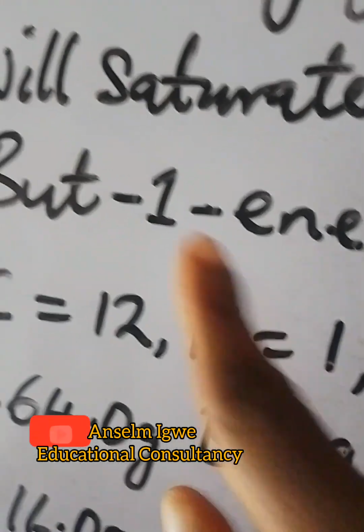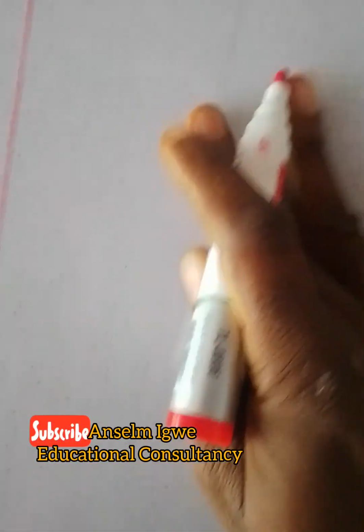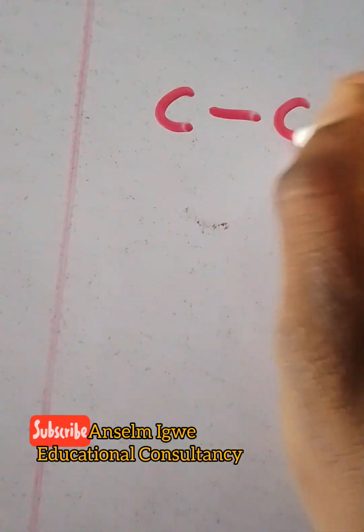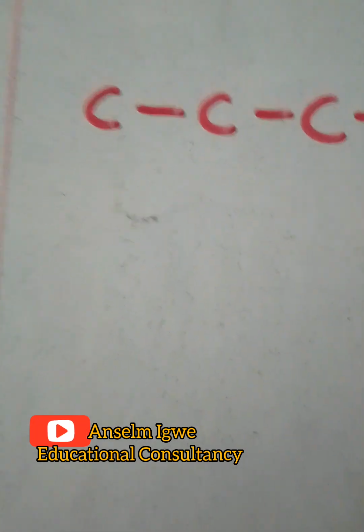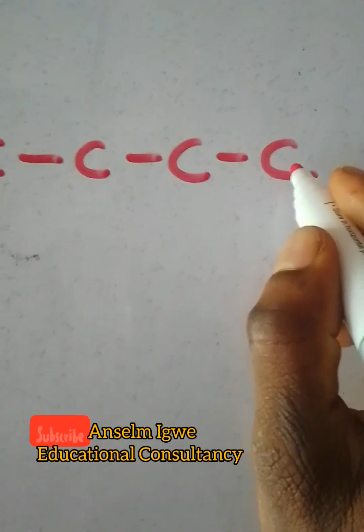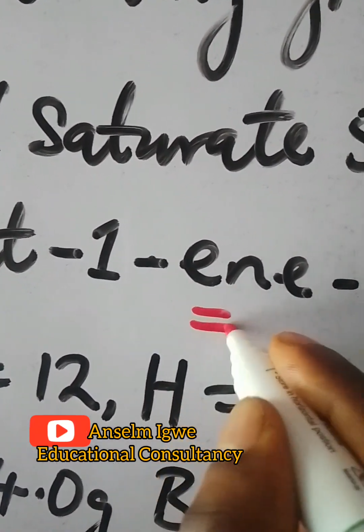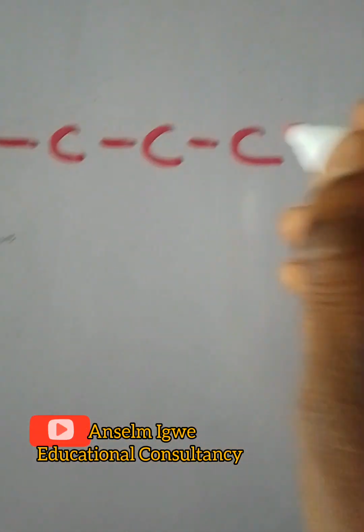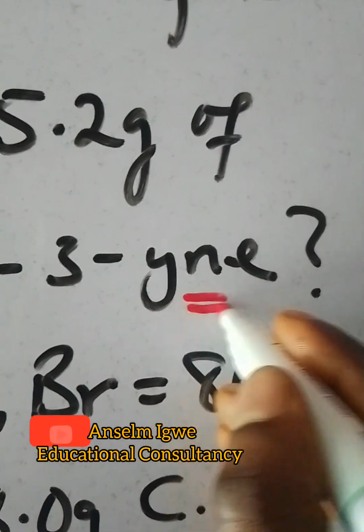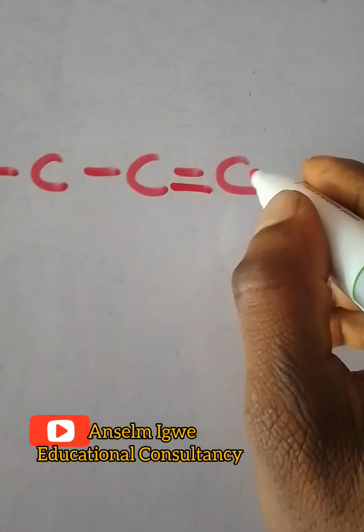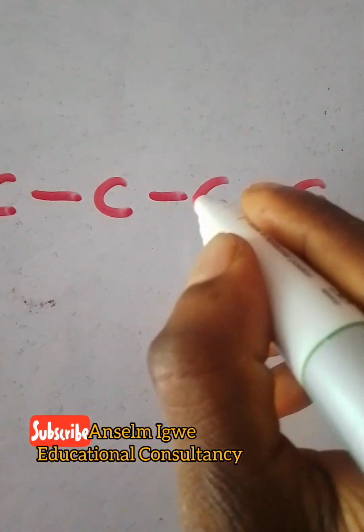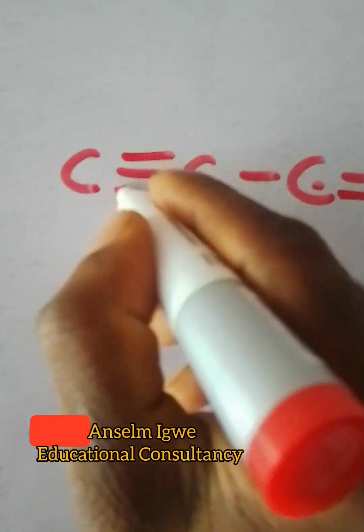So let's write But-1-en-3-yne. But here specifies butane, so we write 4 carbon atoms. Let's take this as number 1 carbon. So 1-en means 1 double bond at the first carbon atom, so we put 1 double bond. 3-yne means 1 triple bond at the third carbon. This is the first carbon, second carbon, third carbon. So we have a triple bond there.